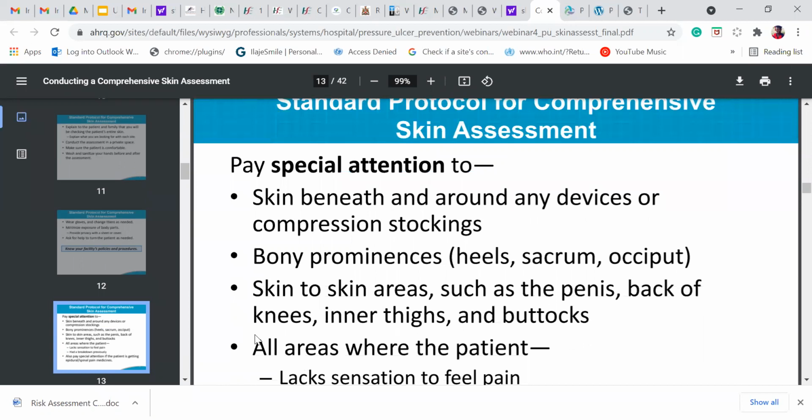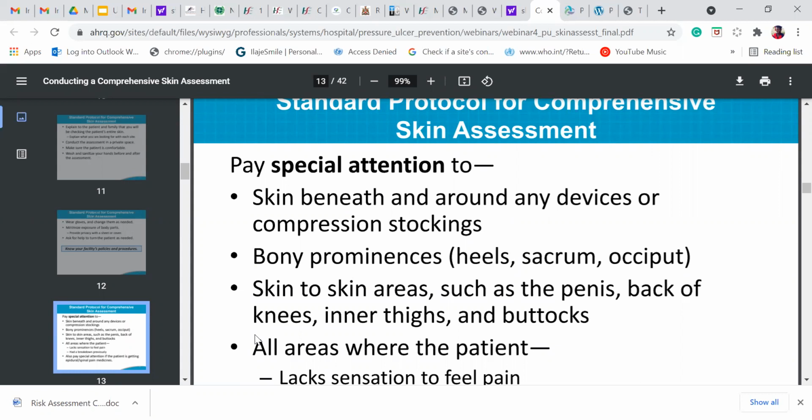So while we are doing our skin assessment, it's important that we pay attention to the skin beneath and around any devices or compression stockings. For instance, a patient that has a catheter, you need to pay attention to the skin around the insertion site of the catheter. You need to pay attention for a patient that has a cast, any device at all, oxygen mask, tracheostomy. So you need to pay attention to the skin beneath and around any devices, even compression stockings. It's not enough that a patient is wearing compression stockings. Take them off, check the skin, and then you can reapply the compression stockings.